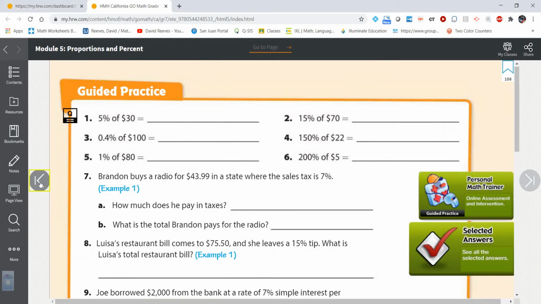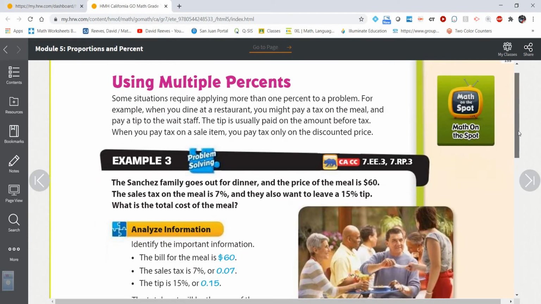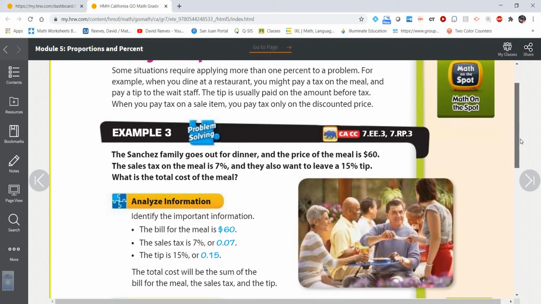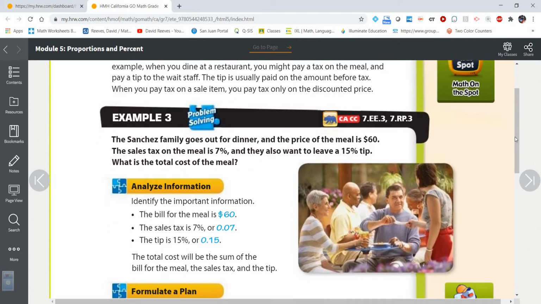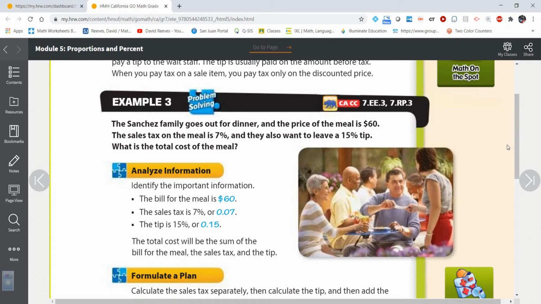All right, now let's go back to what about when you have multiple percents that you have to apply? When you go to a restaurant, the polite thing to do is to leave a tip. And the state of California, because that's the state that we live in, also requires a tax. So you have your original price of your meal, you have a sales tax that you're going to have to pay, and you have a tip you're going to have to pay.